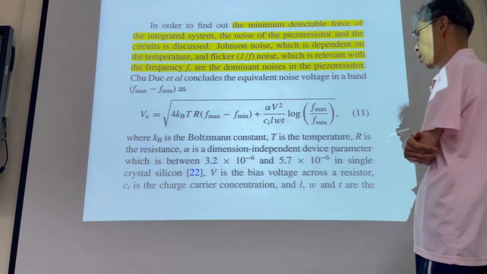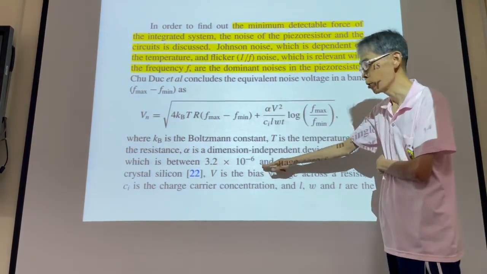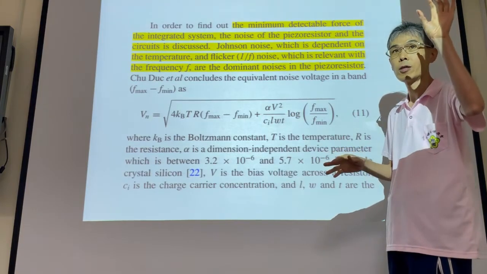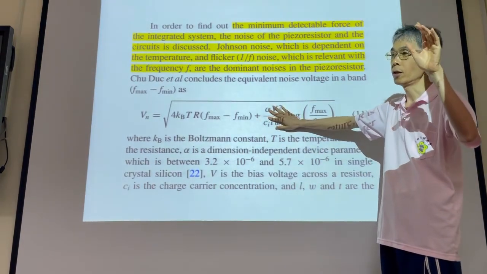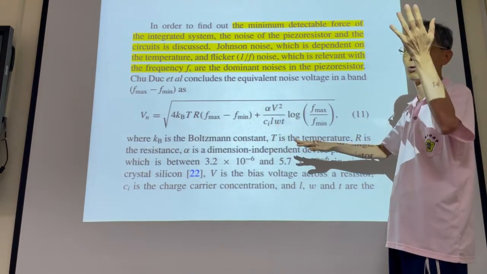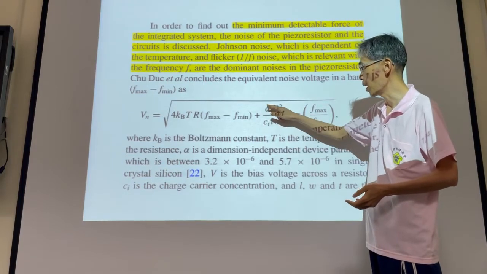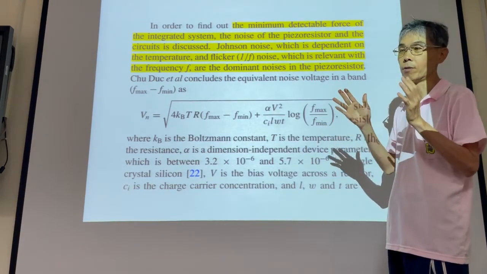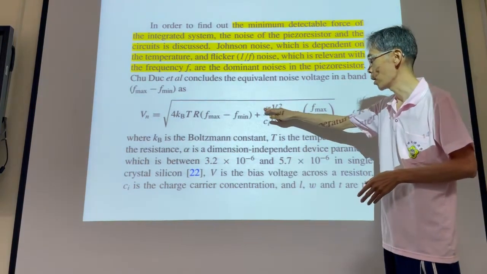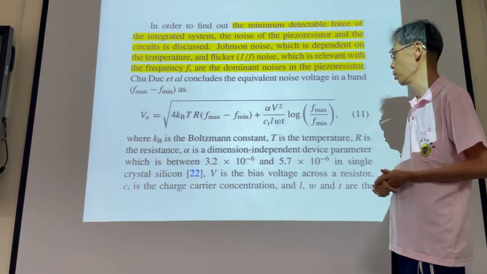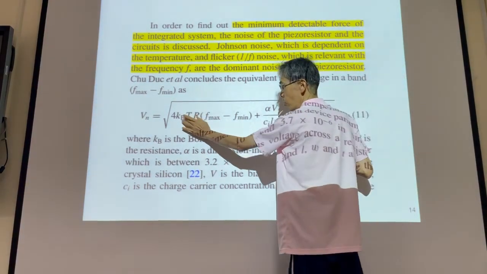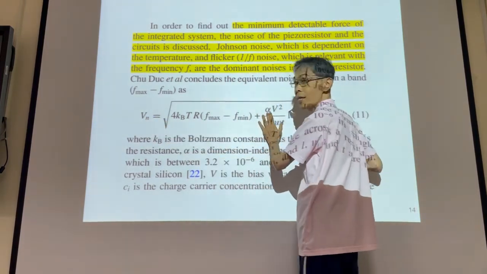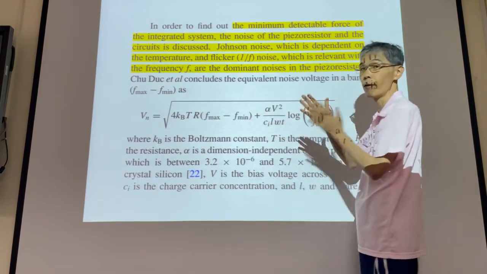concentration. Okay, thank you. So alpha is a parameter you can play with. You can adjust alpha to fit the noise from this equation to your simulation or your experiment. Fitting is not precise, but at least if this can be fitted to your simulation or experiments, you know the relation between all these parameters and the noise. So fitting is not a bad thing if you can fit well, okay?